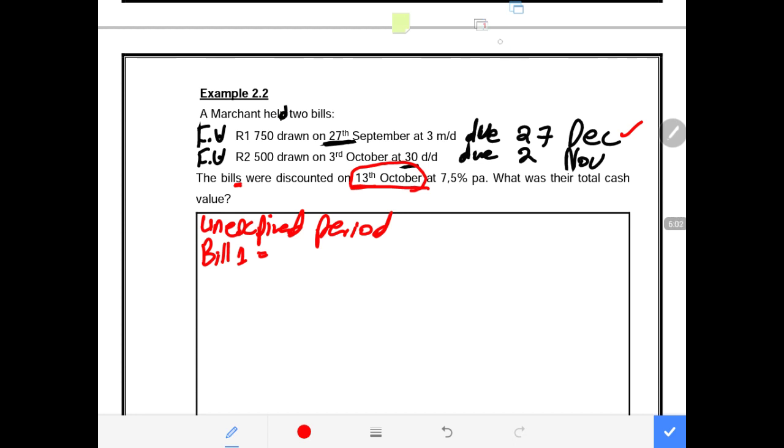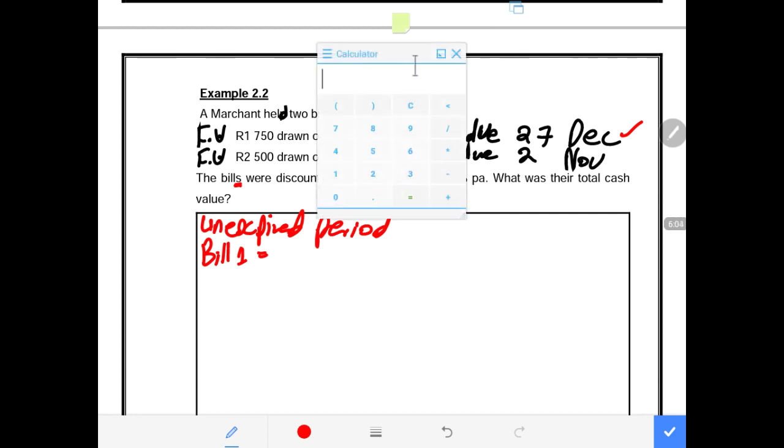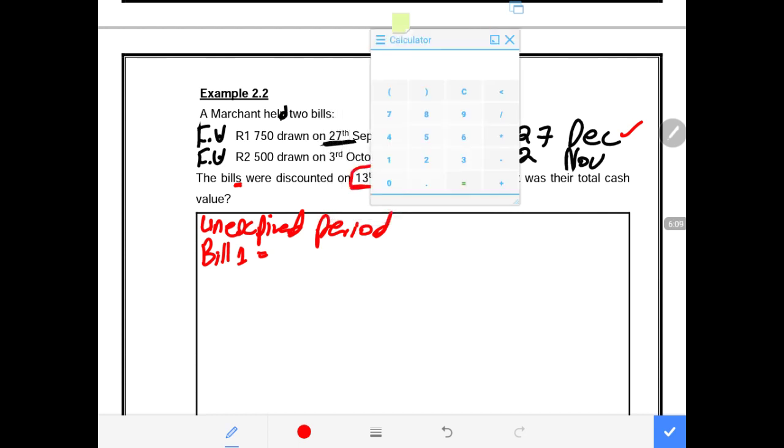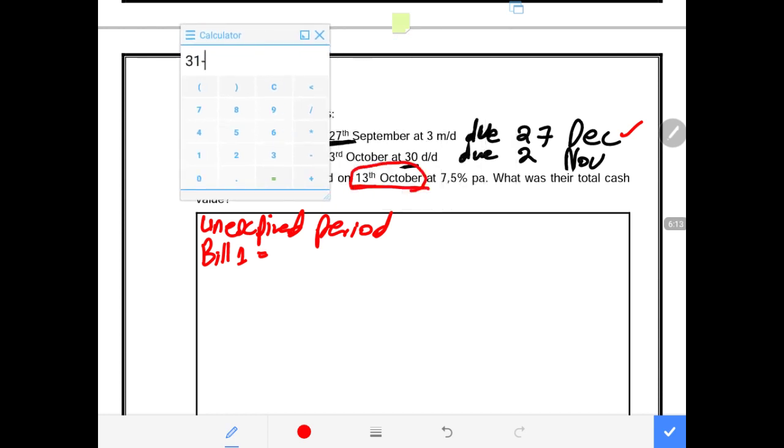And we know that October has 31 days. We're still dealing with the first bill. Then we say 31 minus 13, the day it was discounted. In other words, we're starting from number 14. That means it will be 18 days in the month of October. Then November has 30 days. Then it will be 18 plus 30.